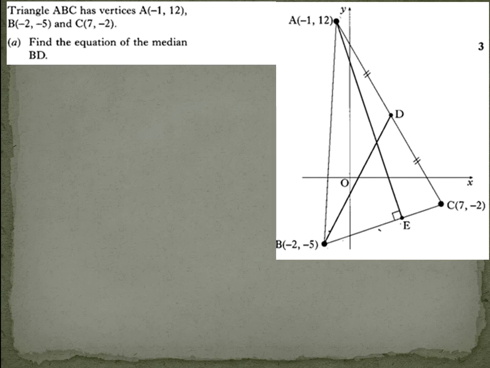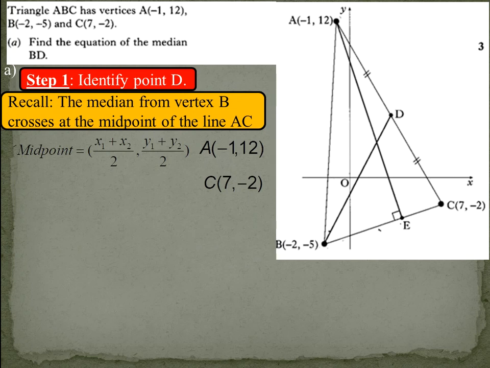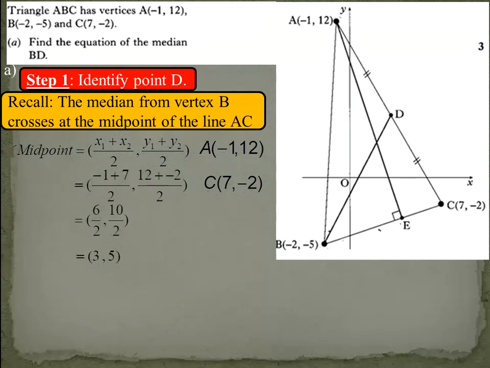A median is a line that goes from the vertex to the opposite side and it crosses the opposite side at the midpoint. So we need to find the midpoint between A and C if it's the equation of the median BD. So identifying point D, we take the coordinate A, we take the coordinate C. You're free to do either method. On this occasion, I've chosen to use the midpoint formula. You don't have to. You get no credit for the formula, just credit for finding the point D, and that'll be 1 mark. Sub in the coordinates: 3, 5.